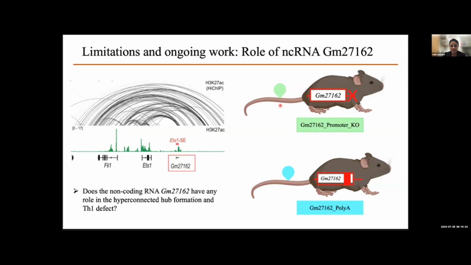For that, we designed 2 more CRISPR knockout mice. In the first one, we deleted the promoter of the non-coding RNA while keeping the DNA of the non-coding RNA intact. In the second one, we inserted a poly-A sequence just after the transcription start of the non-coding RNA. With both mice, we wanted to keep the DNA region intact, with the idea of reducing the transcript levels of the non-coding RNA to see if the RNA actually had any role in the defects that we saw.